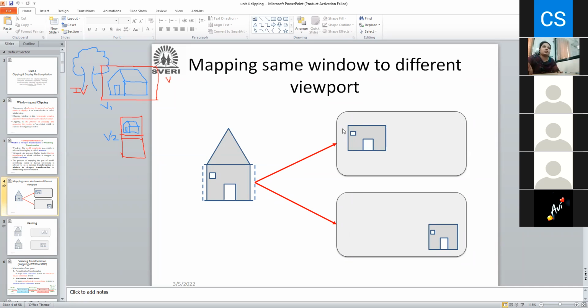It is placed on the left hand side on viewport 1. In viewport 2, it is placed on the right hand side. So mapping is done in different ways. So we are mapping the same image in two ways on viewports.